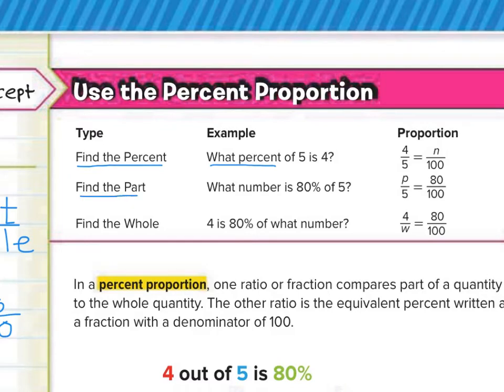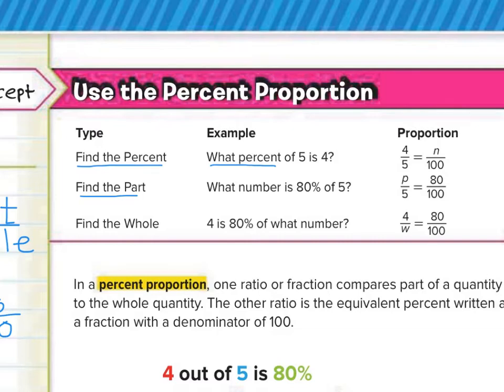So when you're trying to find the part, that means that you know what your percent is and you know what the total possible is, but you don't know how many that you're talking about out of the total. So if you knew you made 80% on your last quiz and you knew that it had 5 points possible, the question would be how many points did you actually get?